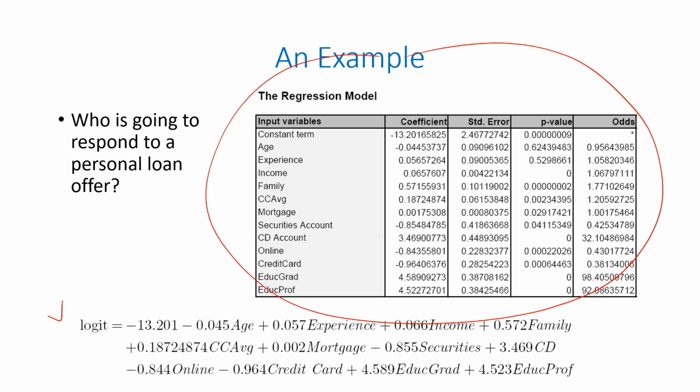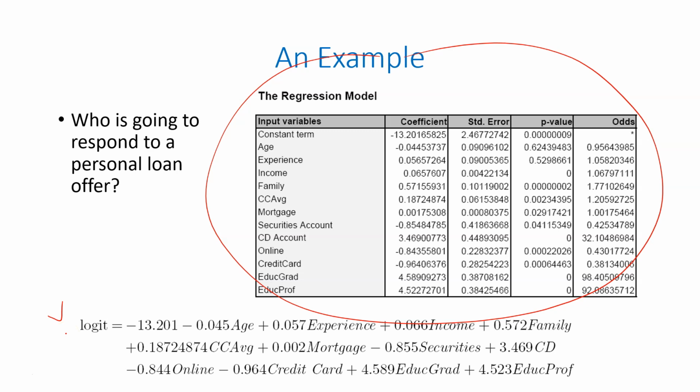The logit equals the constant negative 13.201 minus 0.045 times age plus 0.057 times experience plus 0.066 times income, and etc.